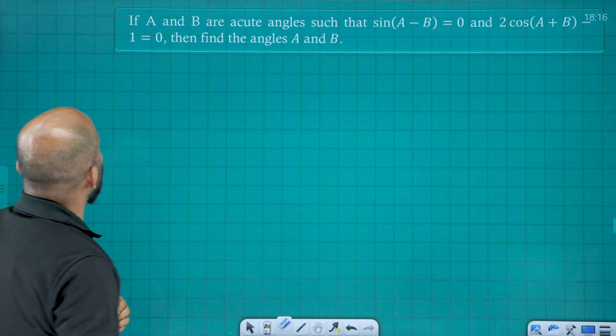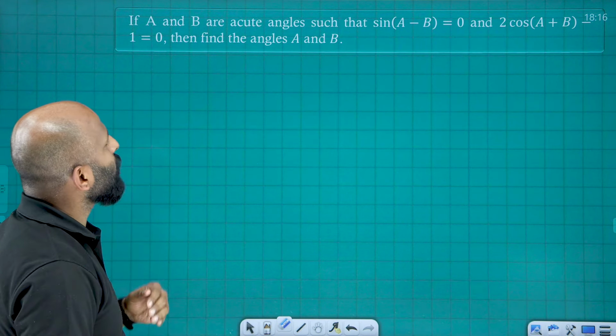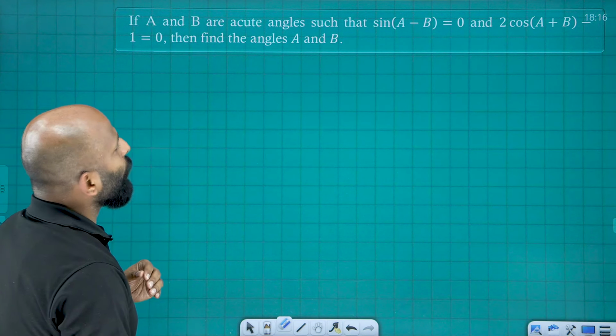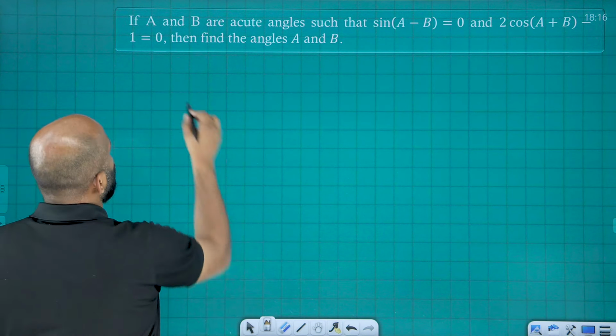Our next question will be, if A and B are acute angles such that sine of (A minus B) is equal to 0 and 2 cos of (A plus B) minus 1 is equal to 0.